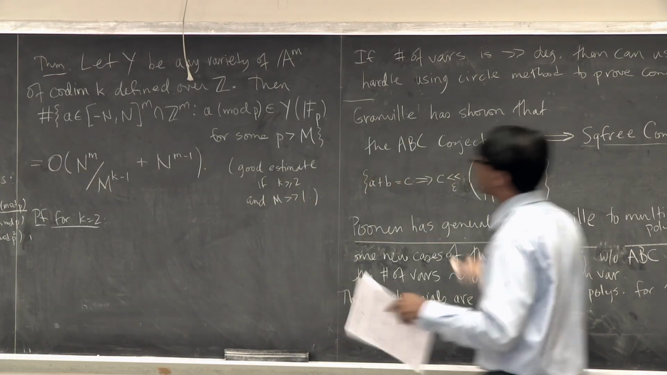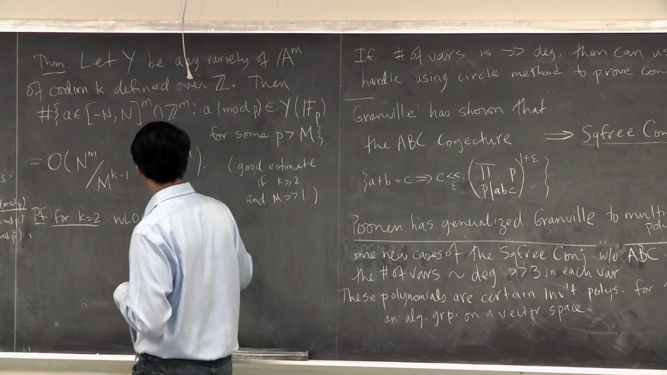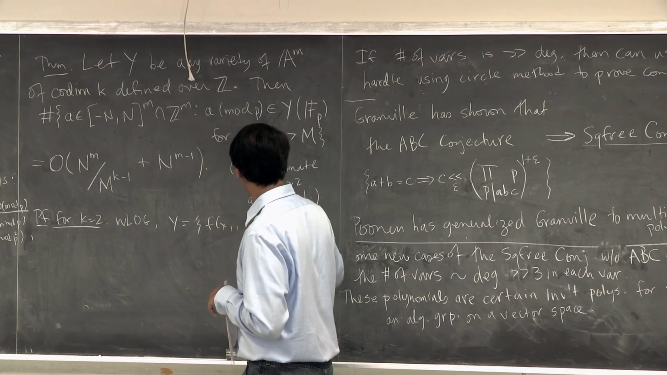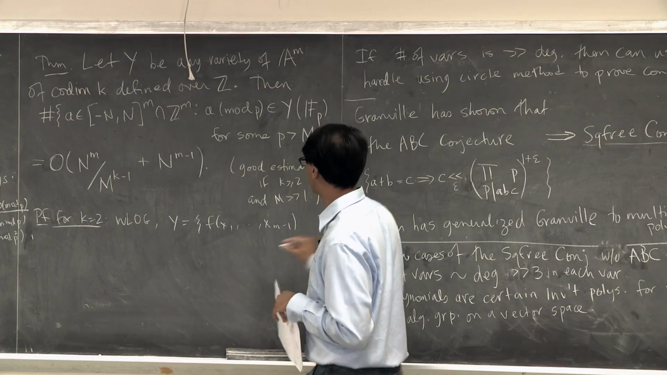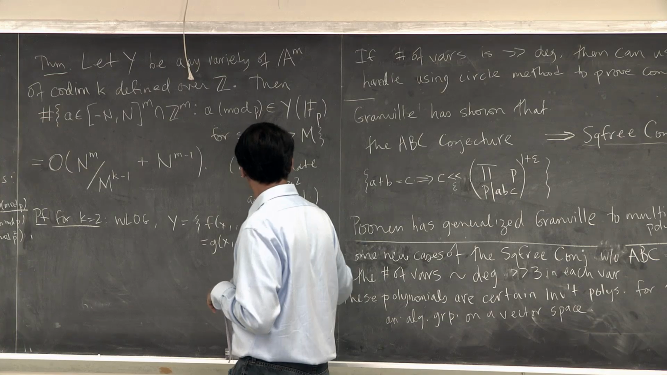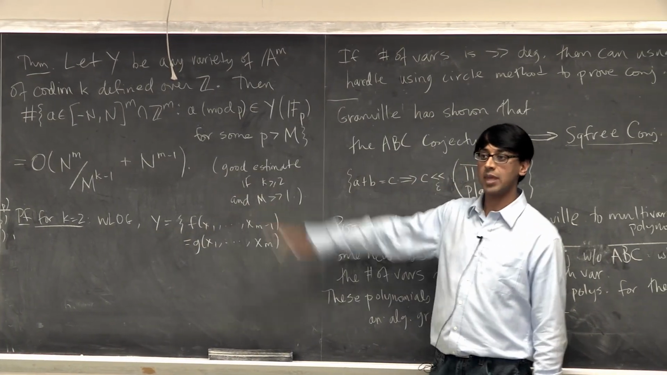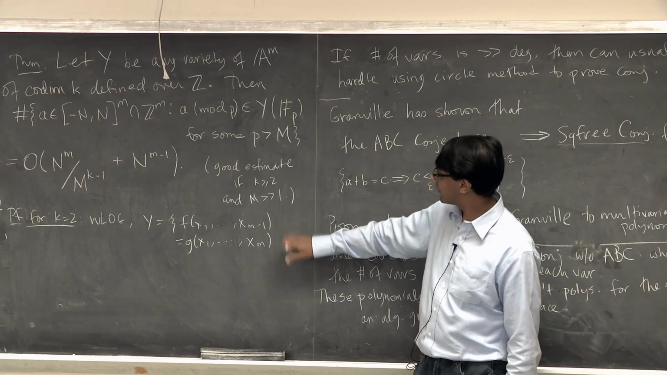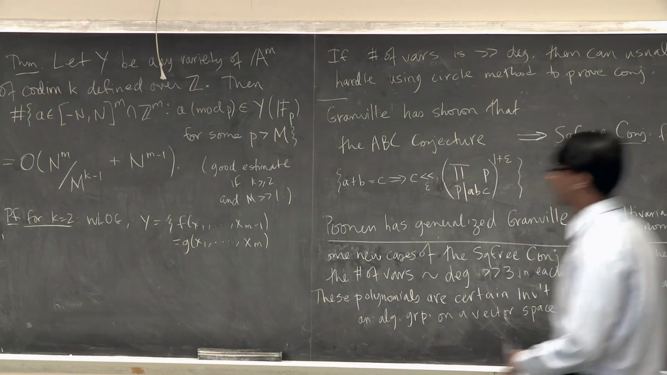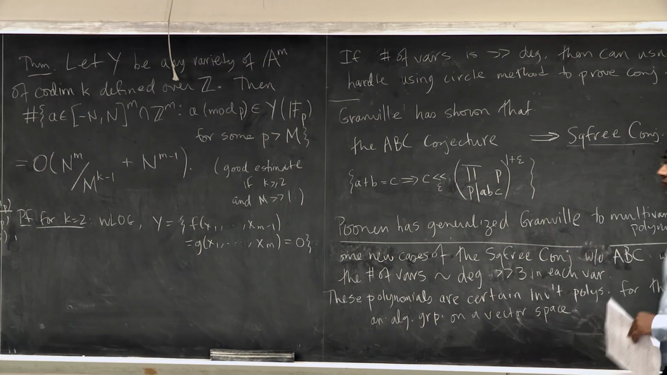So when you have a codimension 2 variety, it turns out, without loss of generality, you can say y is defined by, say, 2 equations, f of x1 through x_{m-1}, and g of x1 through x_m. So the point is that y, if it's codimension 2, is going to be defined by 2 equations. And you can always do some algebra to remove at least one variable from one of them. Just clear out one variable from one of them. And you can say that y is defined like this, where f and g are integer polynomials.